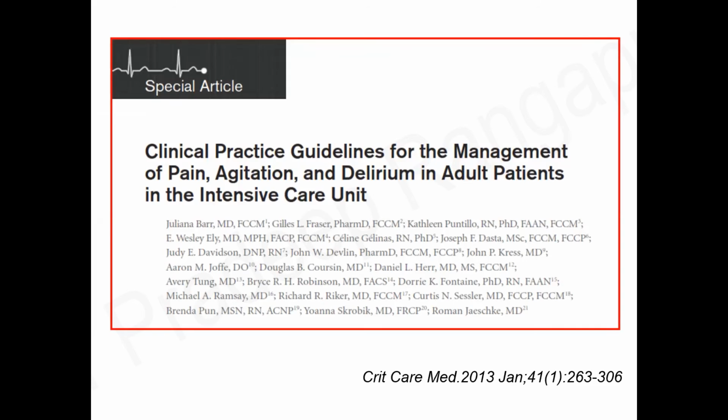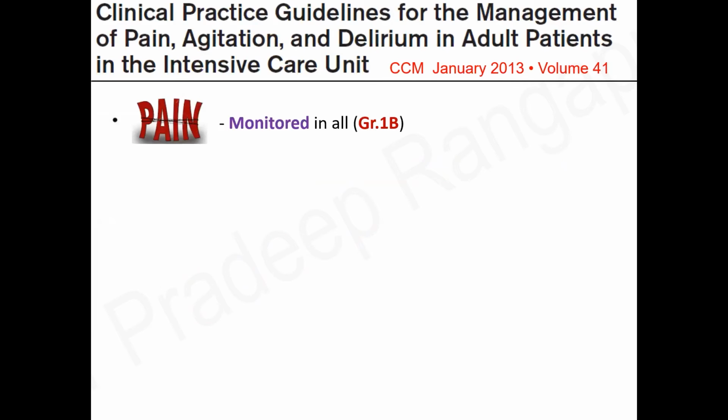So this is the backdrop of what we mean by sedation, what we mean by analgesics, and what we mean by antipsychotics to alleviate the delirium. This was a clinical practice guideline that came out some time ago on the management of pain, agitation, and delirium in adult patients. In this, they have given levels of grading as we see. The recommendation is that pain has to be monitored in all patients, and that gets a grade 1B recommendation, which is a strong recommendation with a moderate level of evidence, which means every patient should be evaluated for any pain, and that needs to be addressed.